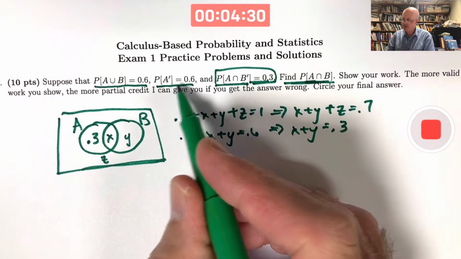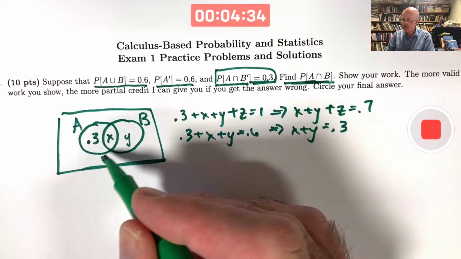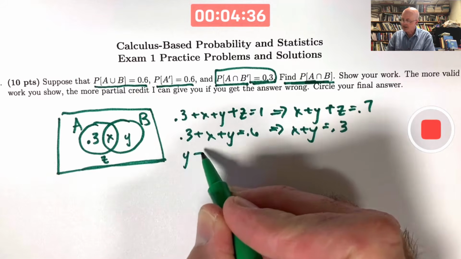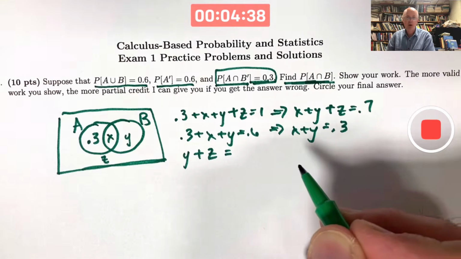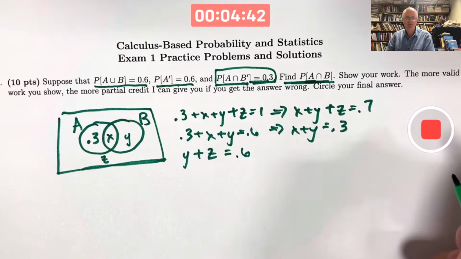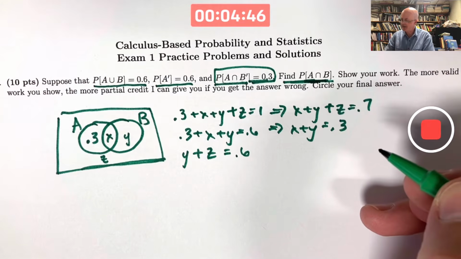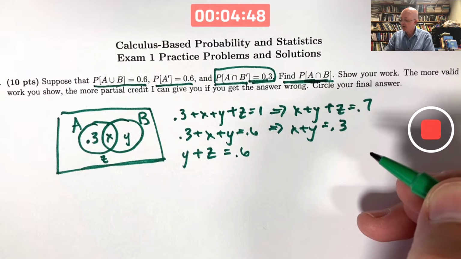We haven't used this bit of information yet. The probability of the complement of A is 0.6. That's everything outside of A. Y plus Z will be 2 probabilities that will add to the probability of the complement of A, which is 0.6. Okay? What's our goal? Again, it is to find this. That is represented by the letter X. I can pretty quickly solve it, it looks like.